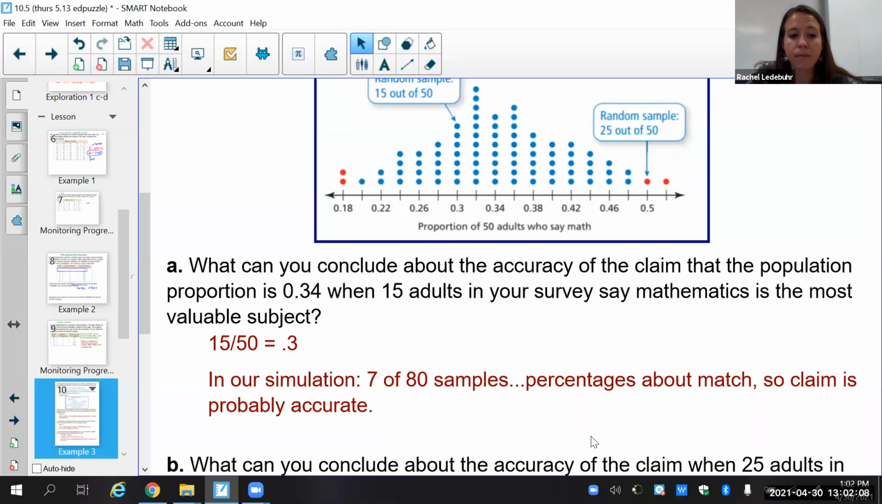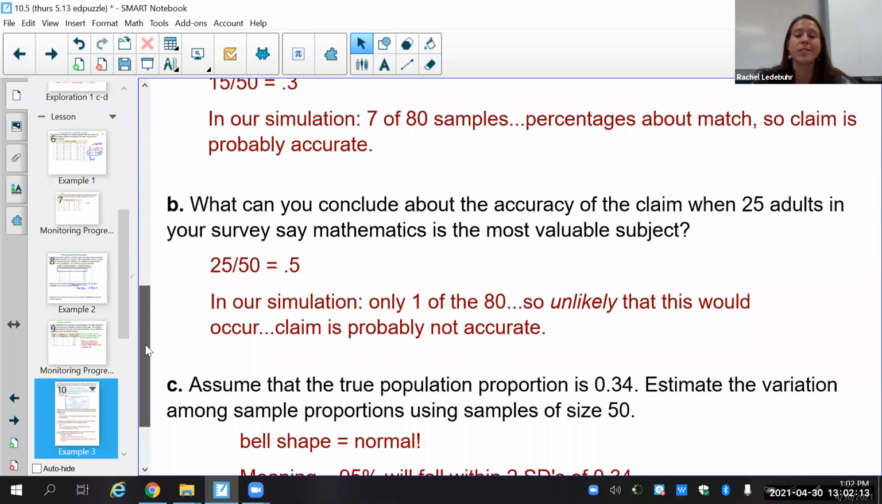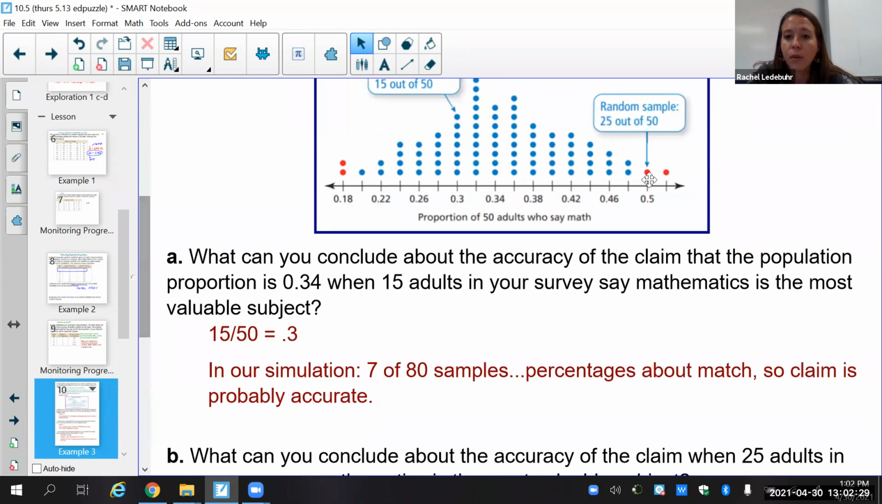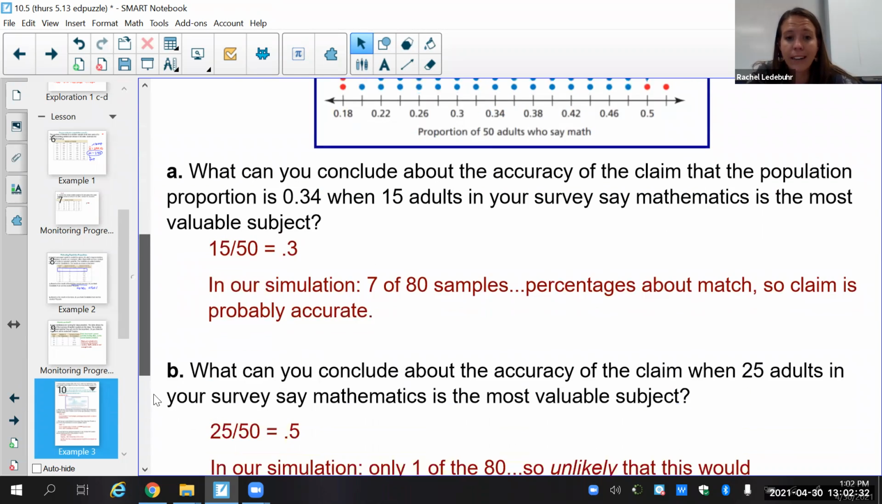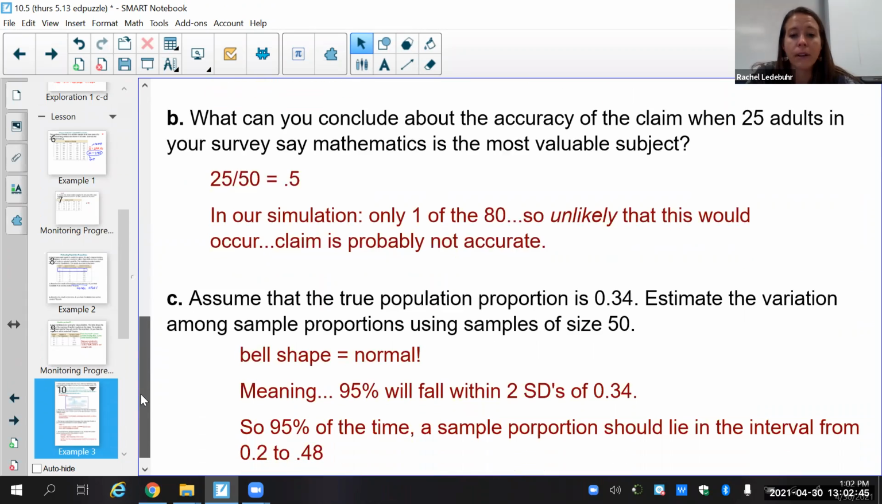Okay, fair. What about the claim? And remember, we talked earlier about how a claim is kind of like a hypothesis. What can you conclude about the accuracy of the claim when 25 adults in your survey say math is the most valuable subject? Well, 25 out of 50 equals 0.5. If you look at 0.5, I only have 1 dot, right? That's it. Only 1 of the 80, it's pretty low. Very unlikely that this would occur, so the claim is probably not accurate, probably not true.